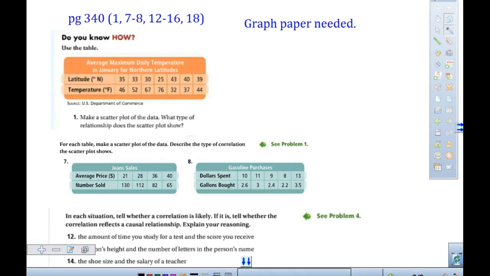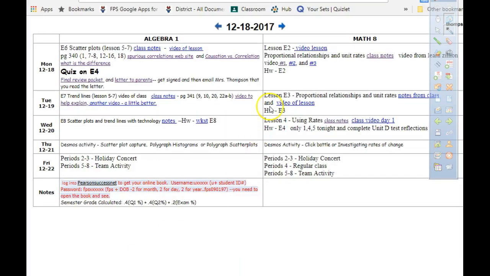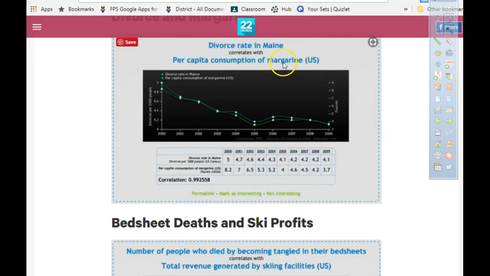What I wanted to show you also is you're going to be doing page 340, and we are going to take a quiz in a minute. So this is the page 340 that you're doing. I'm going to hand out graph paper, but I wanted to show you this website. There's a couple of them. This one is the spurious correlations website. They're kind of funny ones, like divorce in Maine and the per capita consumption of margarine. You would think that those would not be related to each other, right? And look at how closely their graphs match when they plotted that information, okay?